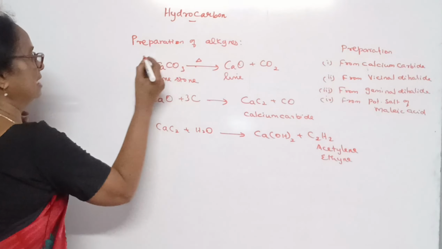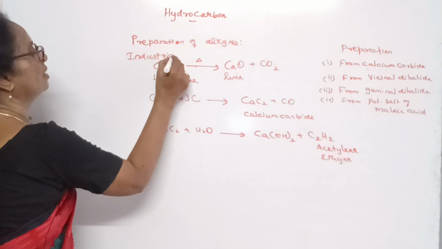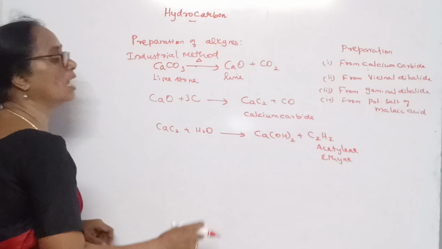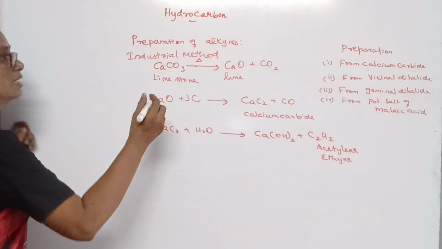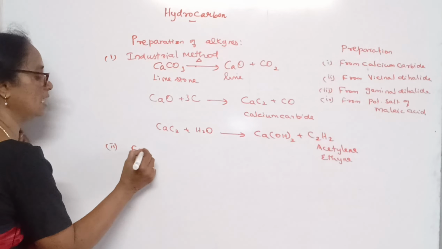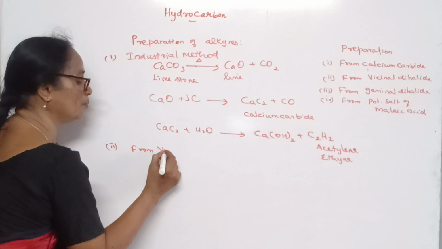So this is industrial preparation. Industrial method, we are able to prepare the alkyne in large quantity. Then the next method is from vicinal dihalide. In a vicinal dihalide, the halogens are in adjacent positions of carbon.